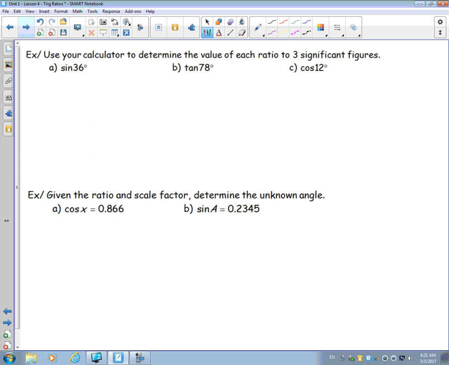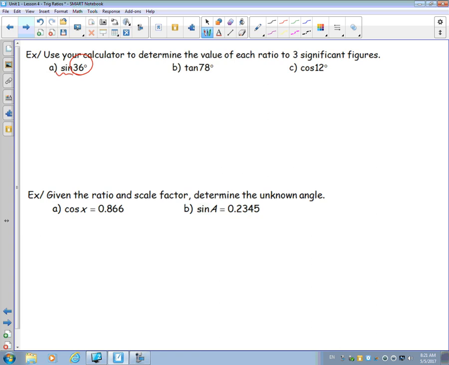Okay. Once I have a ratio, sine's a ratio. It's the opposite over the hypotenuse. Okay. And it's based on an angle. I can figure out the scale factor for those two sides based on the angle that I have.